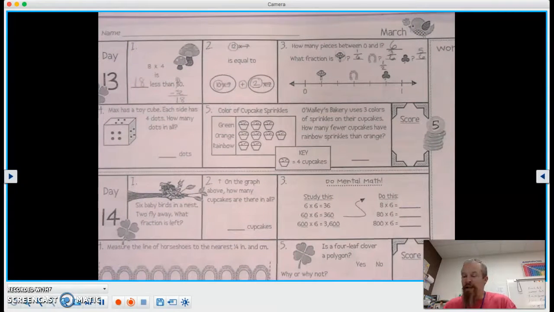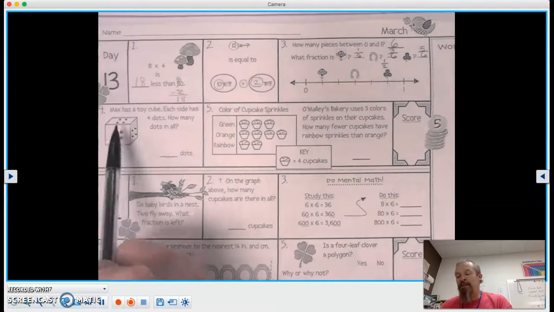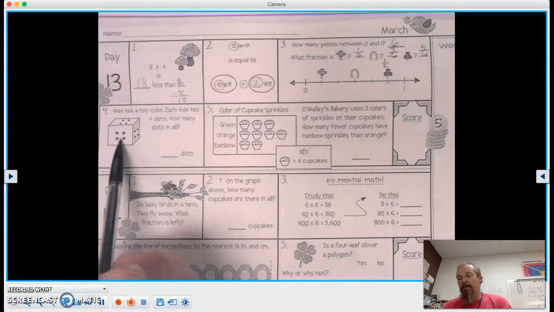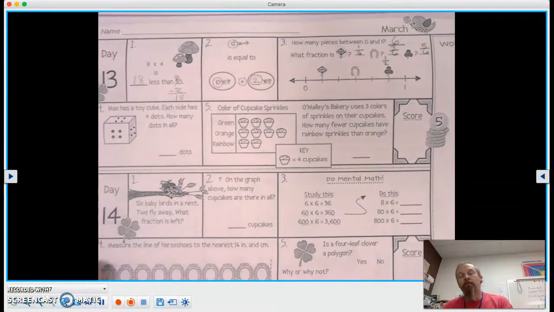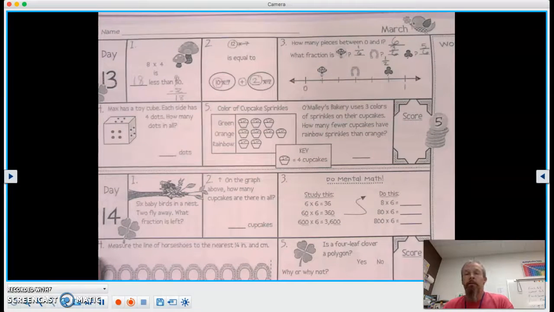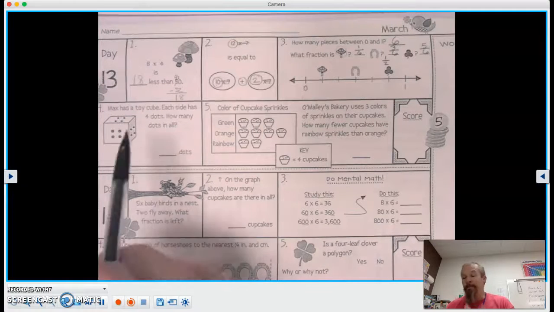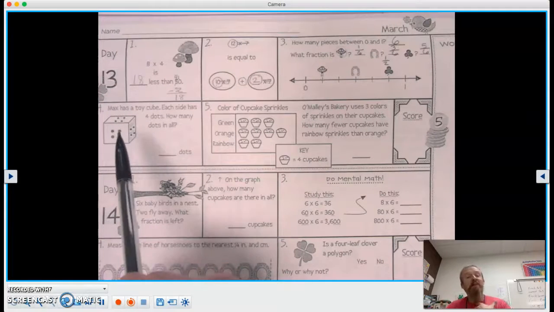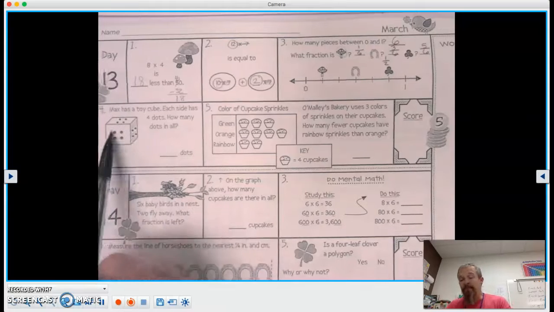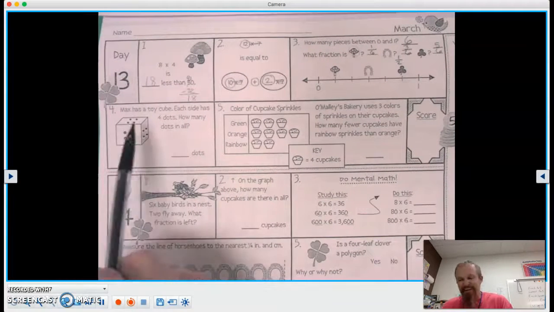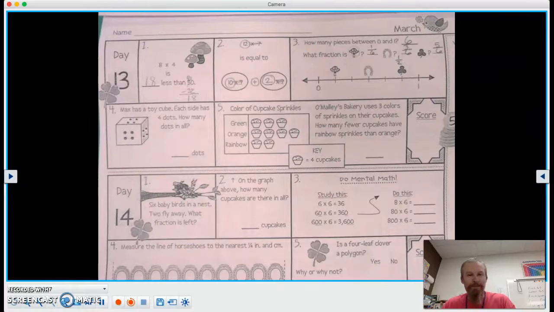All right, number 4. Max has a toy cube. Each side has 4 dots. How many dots in all? Well, we're not going to just count the 4, 8, 12 that we see. We have to figure out how many sides are on a cube. For me, I'm thinking right away, it kind of looks like dice when I saw that, right? Did you kind of picture dice in your mind when you first saw that? Yeah, me too.